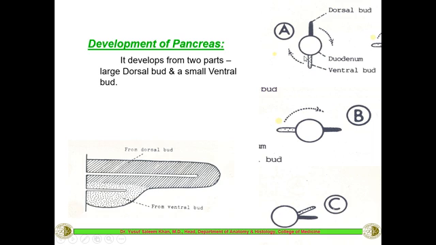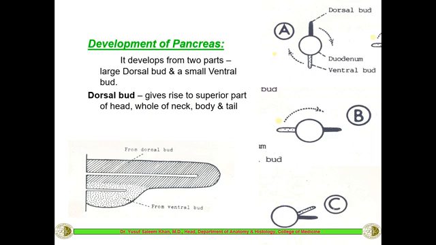Here is the dorsal bud, which initially will be in the posterior position, then it moves towards the left side, then it is joined by the ventral bud. So the major portion of the head, neck, body and the tail is developed from the dorsal bud, and this is the ventral bud, which will form the lower part of the head as well as the uncinate process. Okay, so both will have their separate ducts. If you can see here, this is the duct of the dorsal bud and this is the duct of the ventral bud.